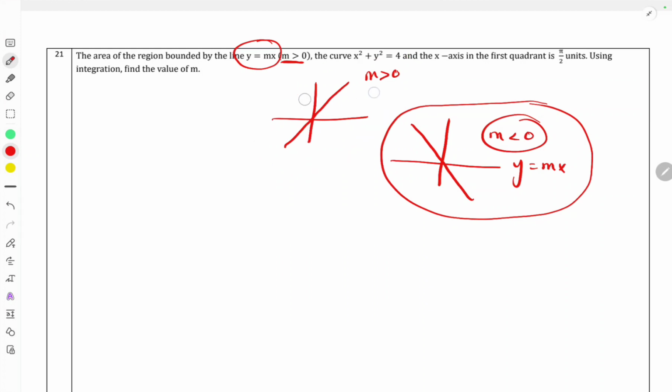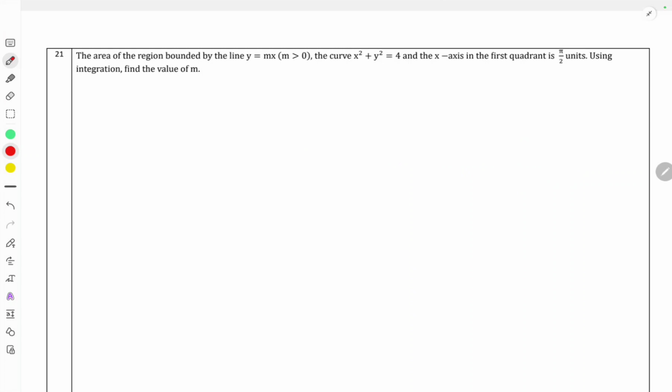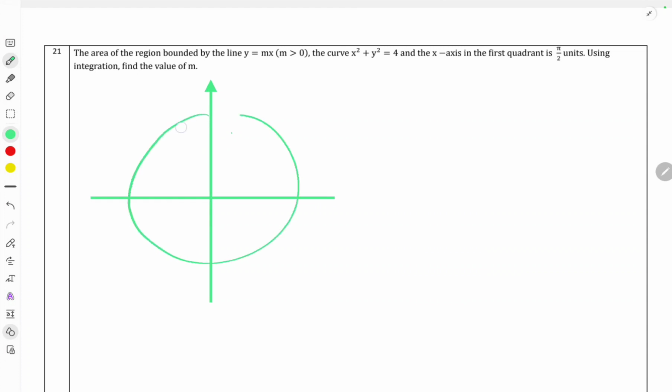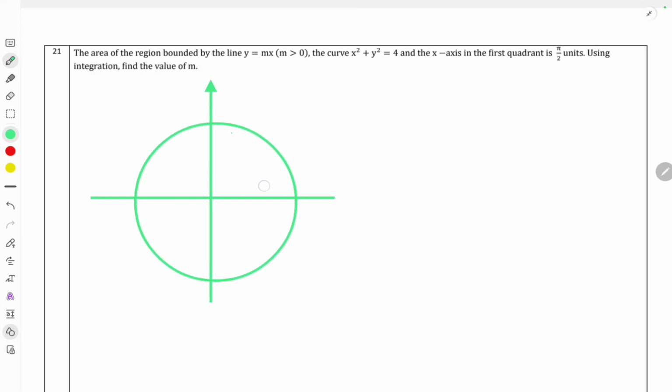Okay, so the curve is given, x square plus y square equal to 4, which means it is a circle equation, and the area with the x-axis in the first quadrant is pi by 2. So they have given the area as pi by 2, and using integration we have to find the value of m. So first we have to draw the diagram. This is the x-axis, and this is the y-axis. Now I will draw the circle first. The circle radius is 2 units, and the line will be like this. It passes through the origin.